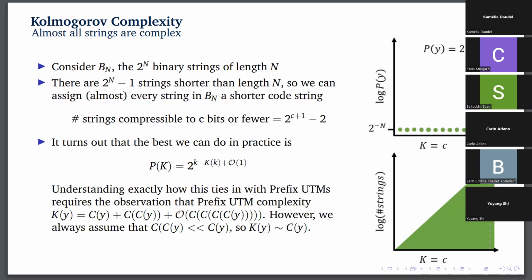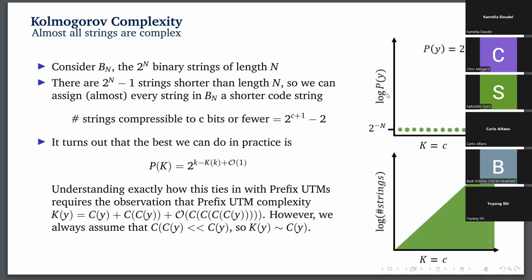It turns out that in practice, again, because of the halting problem and various other things, this is an overestimate. It's actually sort of 2 to the k minus the Kolmogorov complexity of k, k being the number of bits of the maximum compression you can do. Sorry, this k here should be a lowercase k. P is that probability? This one, yeah.